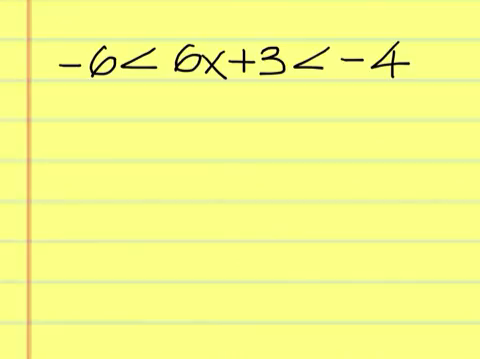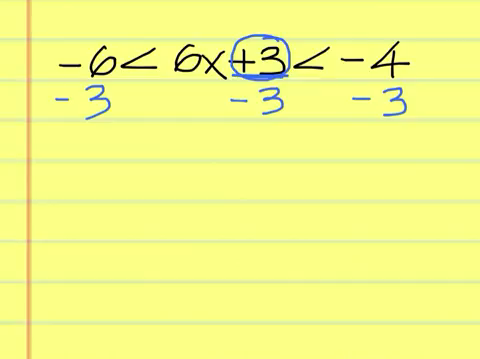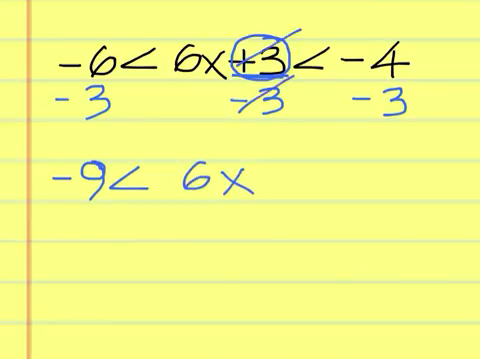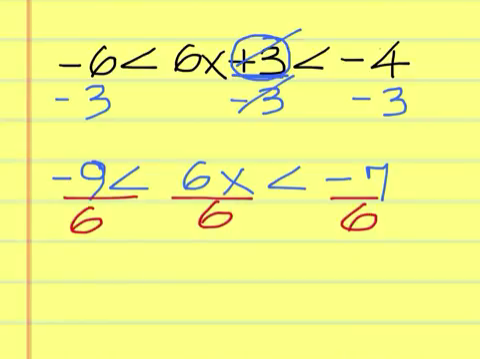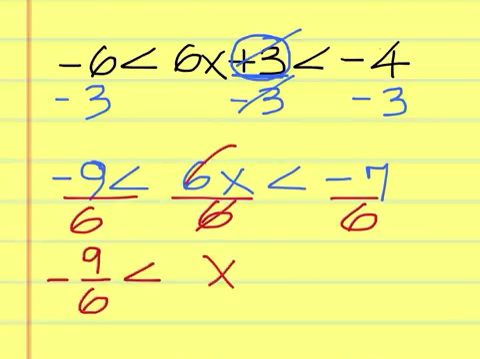To solve this compound inequality, we want to get the x by itself in the middle, so we have to get rid of this plus 3 to start with. Subtract 3 from each section. On the left, you'll get a negative 9. In the middle, you're left with 6x, because those cancel. And then negative 4 minus 3 is a negative 7. Now to get x completely by itself, divide everything by 6, and come up with a negative 9/6 less than x less than negative 7/6.